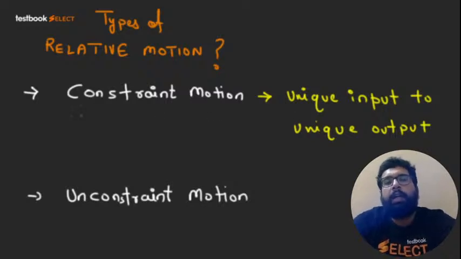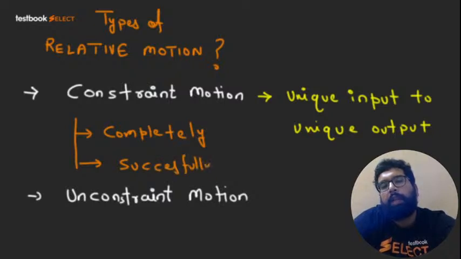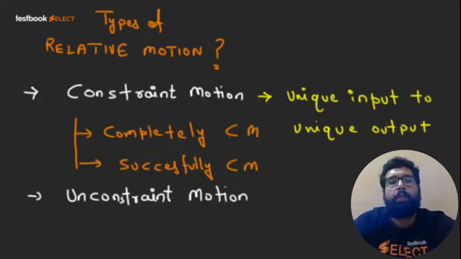Now further, this constrained motion can be classified as completely constrained or successfully constrained. So the two types of constrained motion are completely constrained motion, where CM means constrained motion, and successfully constrained motion. Now my question to you is: input was not the necessity, it was the desirability.